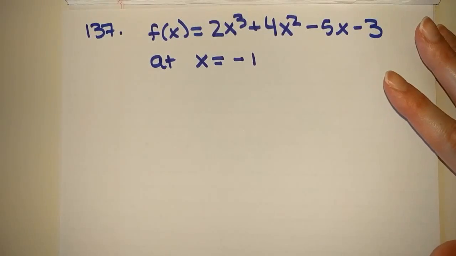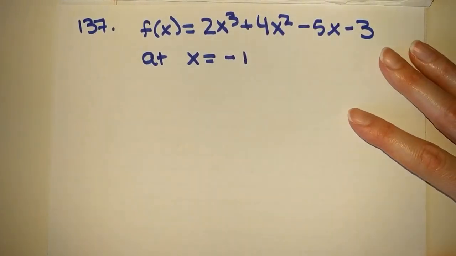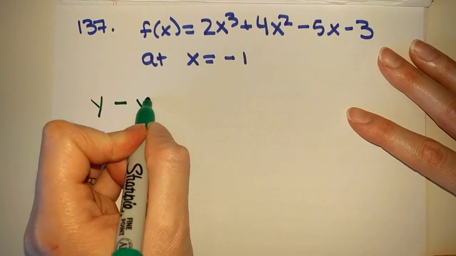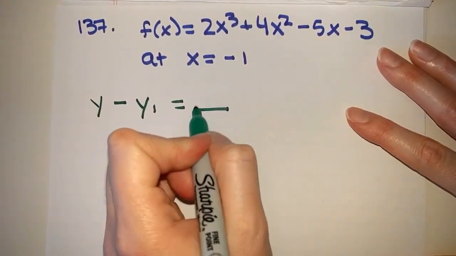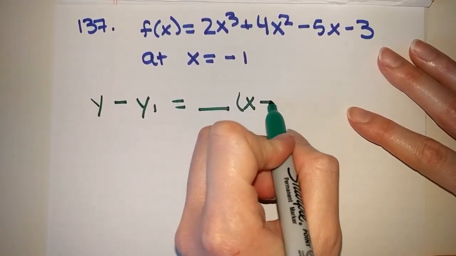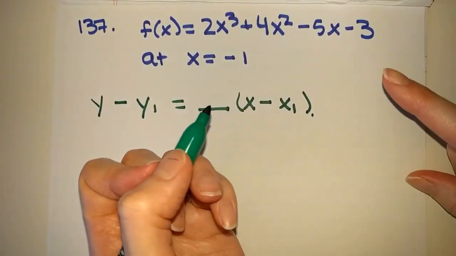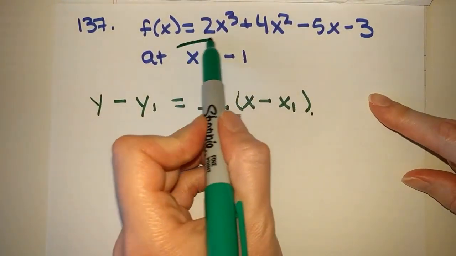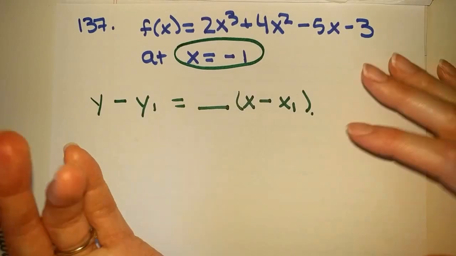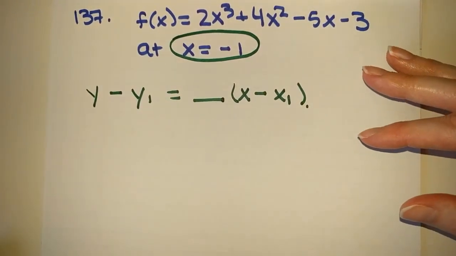Right, so in this question, they're asking us to find the tangent line. So we start with what we know, point slope form: y minus y1 equals m, which is going to involve the derivative, times x minus x1. Now, what's weird about this question is they only give us an x value. They don't give us the y value. So that is going to be a little bit of an issue for us.